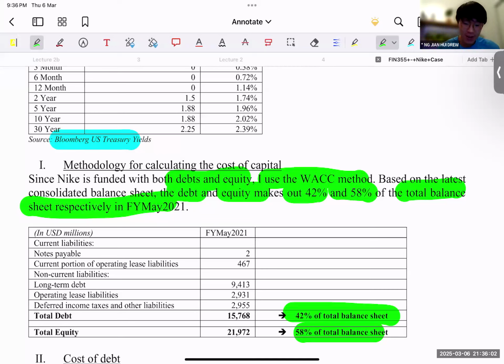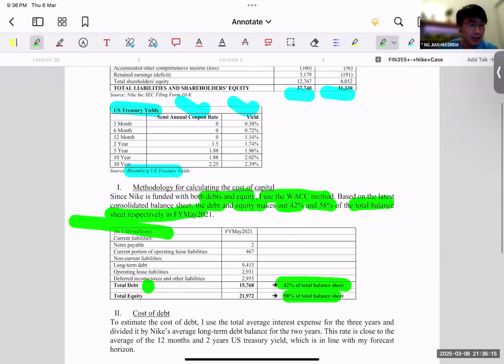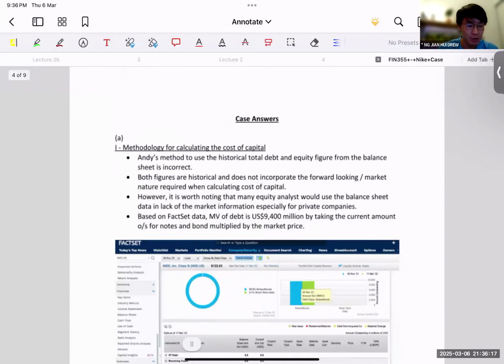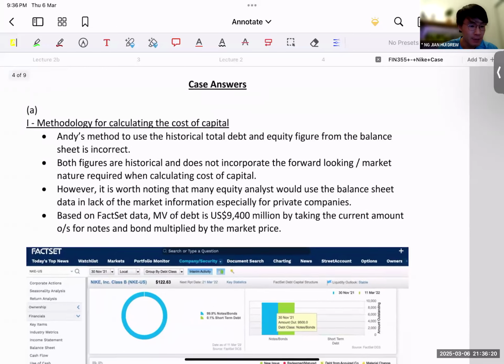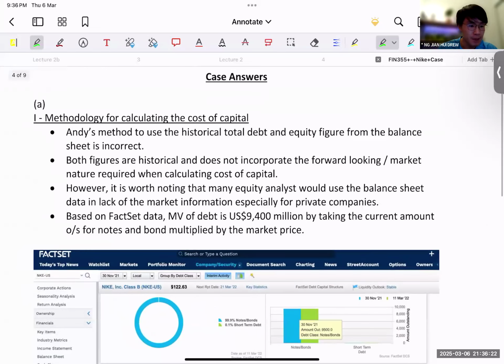Okay, immediately you can see use market value. You're right. You should not use balance sheet figures. Let's see the answers for this first part. So we go part by part. Methodology, calculating cost of capital: any method that uses the historical debt and equity figures is incorrect. So you're right, use market value. Book values are historical and do not incorporate the forward-looking and market nature of calculating the cost of capital.